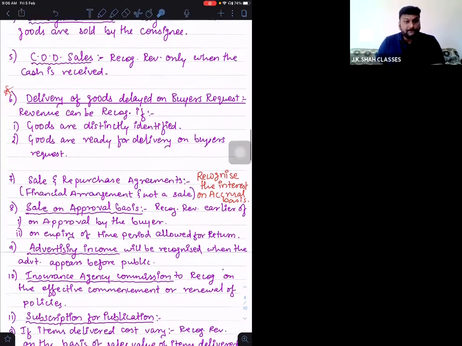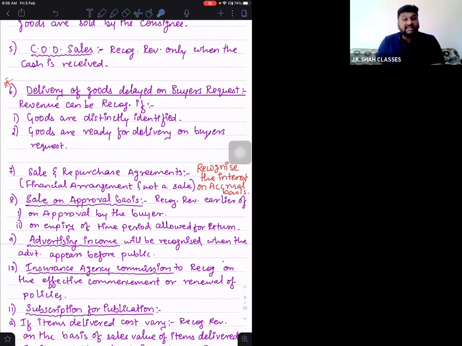Right? Next is advertising income. So when will the advertising income be recognized by the company, those who are giving your advertisement? Say, for example, you have given an article in Times of India. Your advertisement is to be printed in Times of India. So technically, when should Times of India recognize the advertising revenue? Sir, it will recognize the revenue when the advertisement appears before the general public. Right? So when the advertisement appears, on that day, the revenue can be recognized.